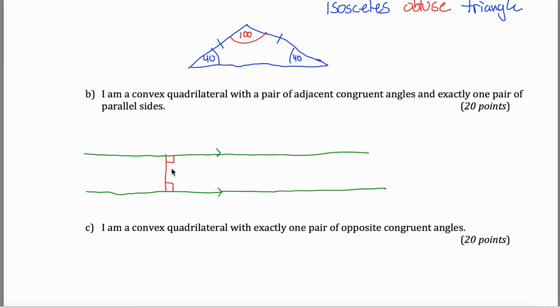In order for these guys to be congruent, a pair of adjacent congruent angles, I must have a picture that looks like this. So I'm a convex quadrilateral with a pair of adjacent congruent angles and exactly 1 pair of parallel sides. So I'm looking at something like this. So what shape do I have here? Well, if my other side here went straight up and down, I'd have a rectangle, maybe a special rectangle like a square. But it can't go straight up and down because then it would be parallel to this guy over here, and we said that we have exactly 1 pair of parallel sides. So what I need to do is draw a line connecting the 2 green lines that's not parallel to this line over here. So I don't know, maybe something like this.